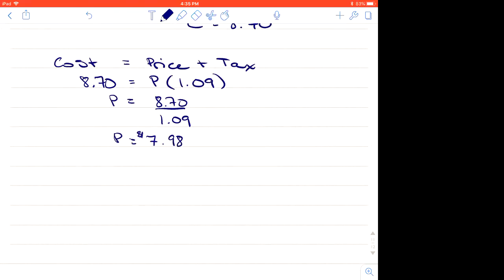Cool. Any questions? Yeah. Neither of these gave us what the actual tax is. Yeah, because we have to find it. They'll only be given in percentages. Okay. Yeah, cool. Any other questions?